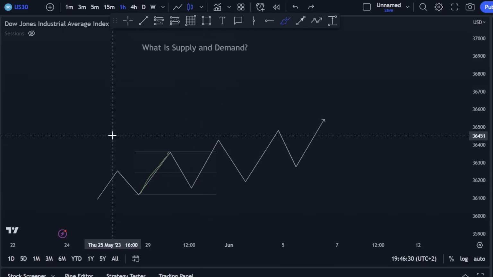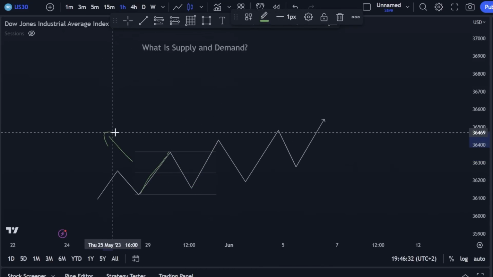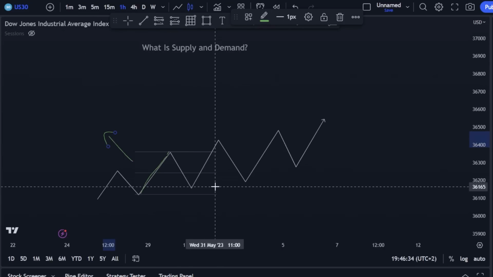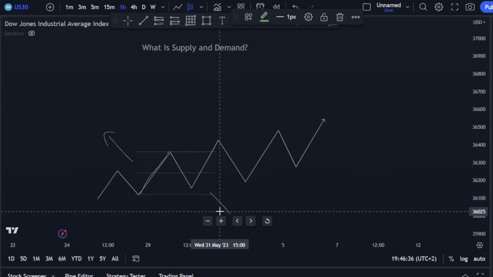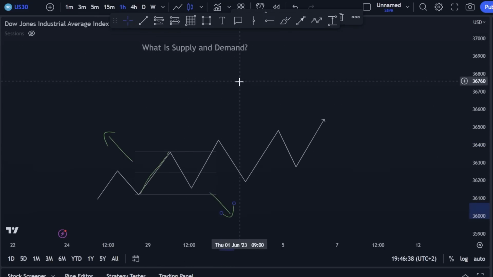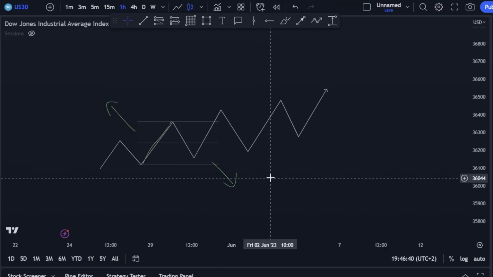And this zone here is called premium, and this zone below the 50% is called discount. Now, I don't know about you, but I only want to buy stuff when it's on discount. I don't want to pay an extra fee, okay? And it's the same thing.